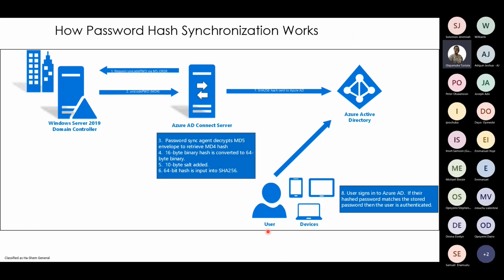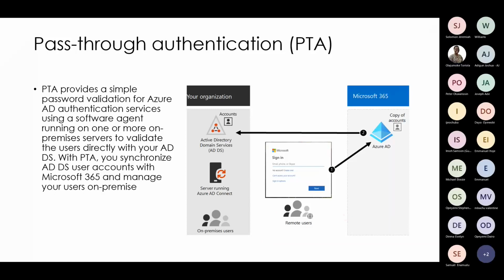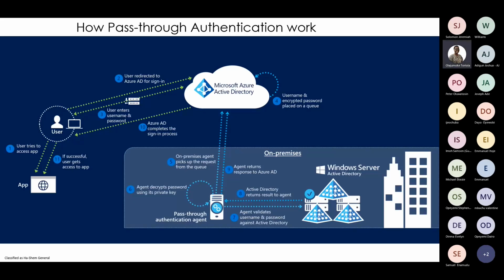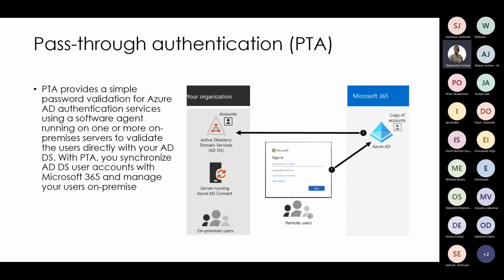All right, so moving on, let's talk about how pass-through authentication works. Pass-through authentication allows users to sign into both on-premise and Microsoft 365 resources and applications using their on-premise account and password. The difference from password hash is that with password hash, the hash of the password is what is synchronized, so the authentication provider still remains Azure AD.